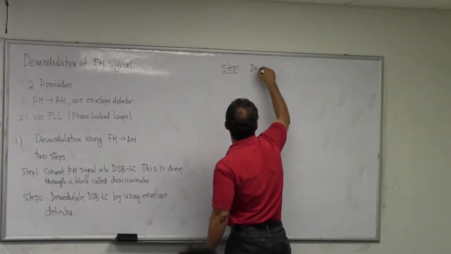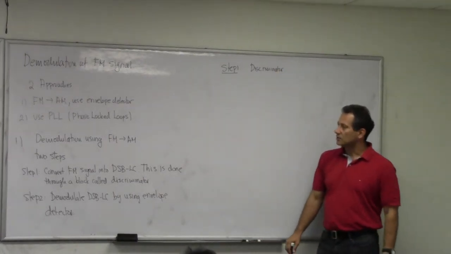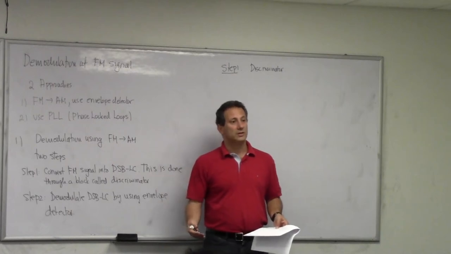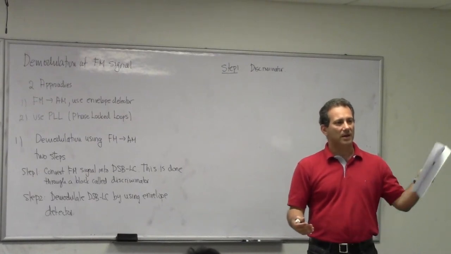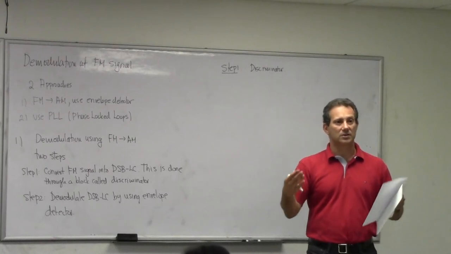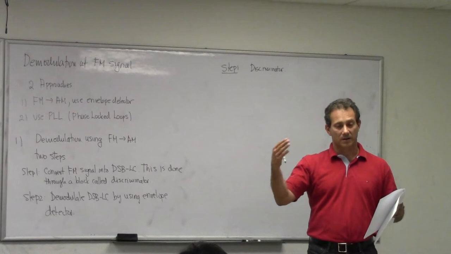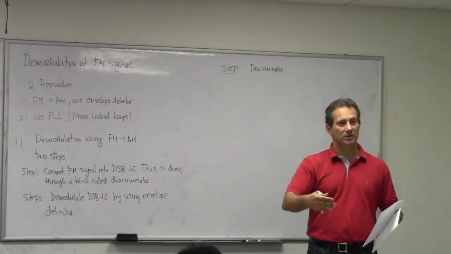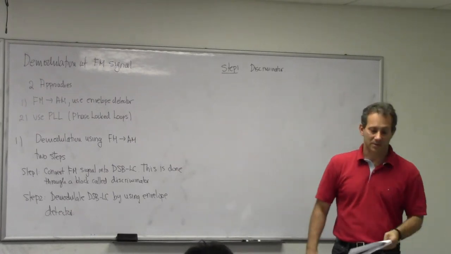What is a discriminator? Well, what does a discriminator need to do? It needs to convert an FM modulated signal into an amplitude modulated signal. So how do you do that? Well, I need a device that will take an instantaneous frequency and make the amplitude of the signal dependent on the instantaneous frequency, because in FM, the instantaneous frequency is dependent on my message signal. In FM, the message signal is proportional to the instantaneous frequency. So if I make my amplitude proportional to the instantaneous frequency, then I've made my amplitude proportional to the message signal, which is double sideband large carrier.